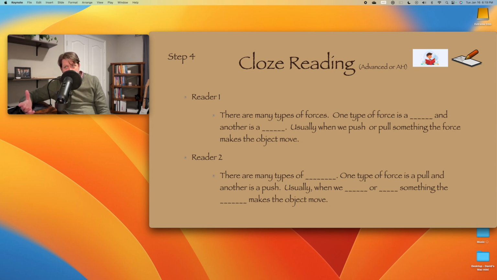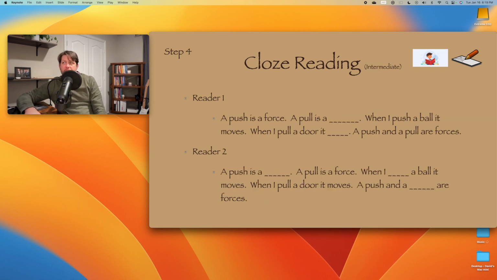So you'll notice here, the first sentence says there are many types of forces. Well, what's the word that's missing? Forces, okay? In the next sentence, one type of force is a pull and the other is a push. So again, you've got push and pull, okay? You'll notice here that for the advanced and the advanced high, you've got extended sentences, compound sentences, transition words, language that they're ready to be exposed to, that they can meaningfully interact with, if that makes sense.